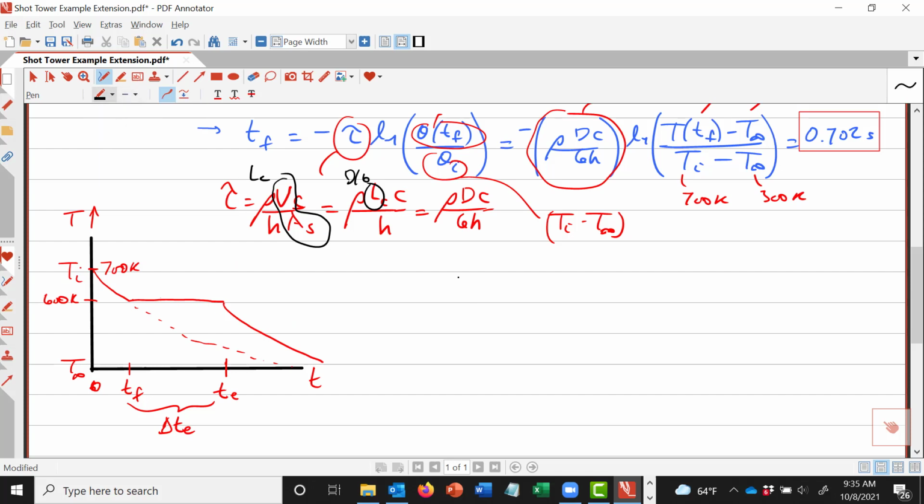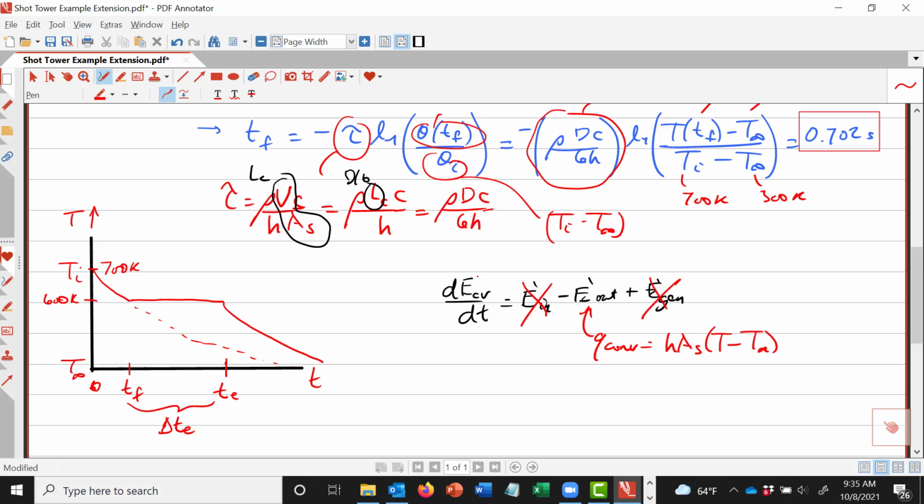We'll do so by applying our energy balance: dE_cv/dt is E dot in minus E dot out plus E dot gen. Here, we know that E dot in is 0, E dot out is the convection heat rate, q = h A_s (T minus T infinity), and there's no generation. The difference here is that the energy in the control volume, we normally write as m c times temperature T. That's what we did above in deriving the lump capacitance expression. But here, T is fixed.